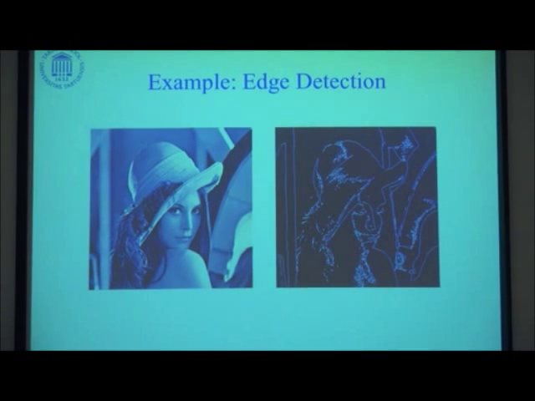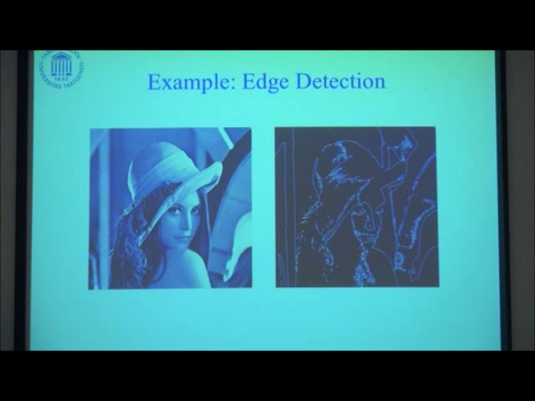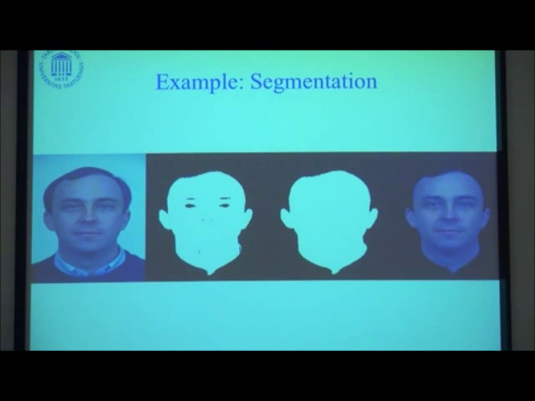The other one is edge detection. Edge detection is also very important, especially if you want to do some classification. Edges are high-frequency components of an image. There are various methods for edge detection, and this is one of the methods to detect the edges in an image.